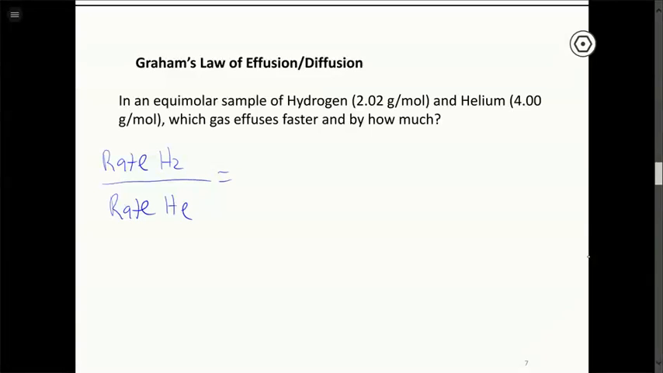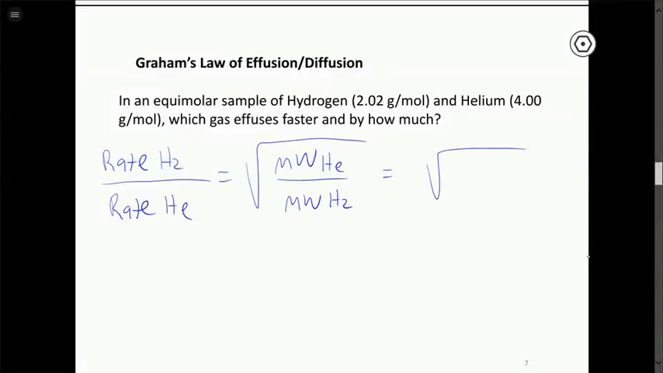So the rate of effusion for hydrogen over the rate of effusion for helium, again, it's going to be the inverse of the square root of their molar mass ratios. So that's going to be the molar mass of helium over the molar mass of H2. All right, so we have to flip one side of the equation. And so we just have to put the numbers in directly. So the molar mass of helium is 4.00. The molar mass of hydrogen is 2.02 grams per mole.